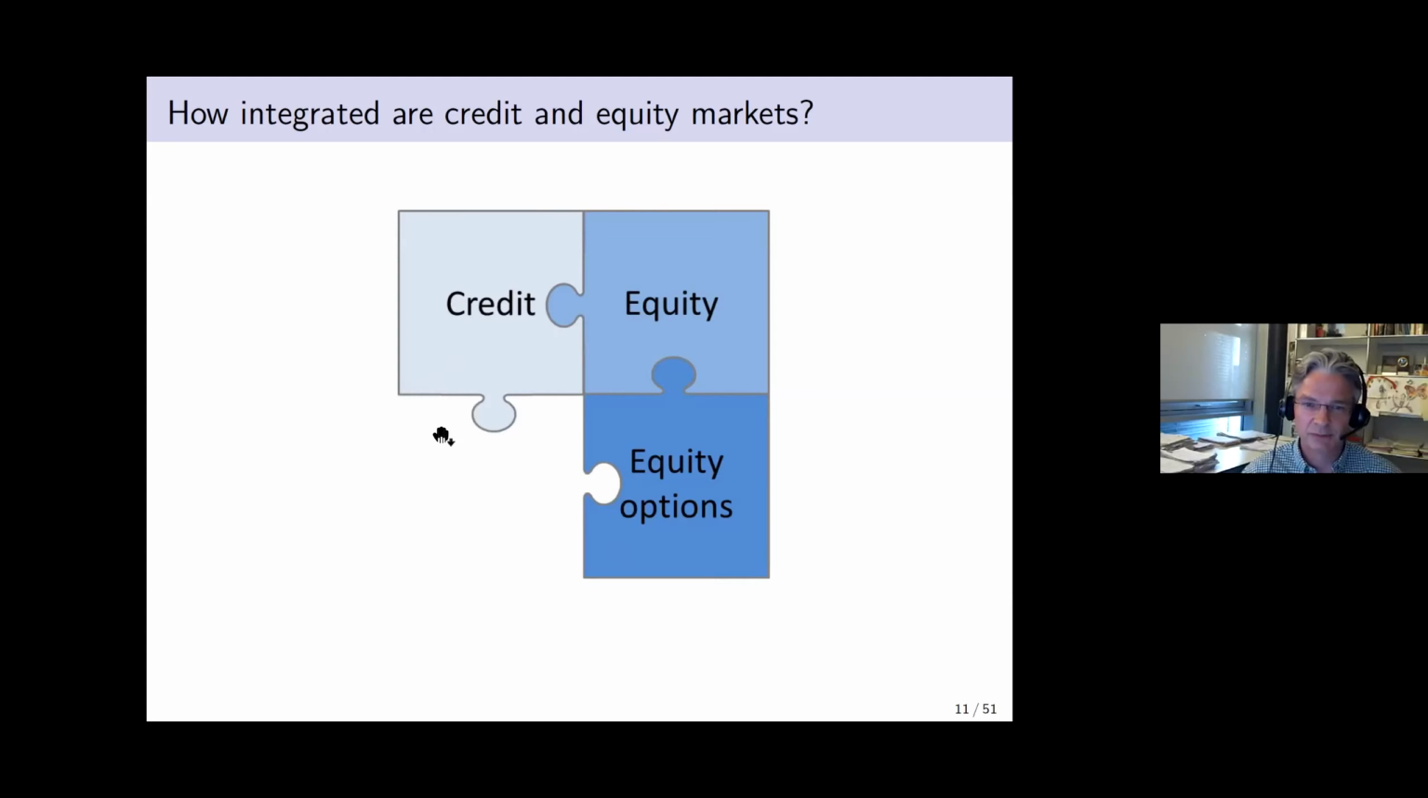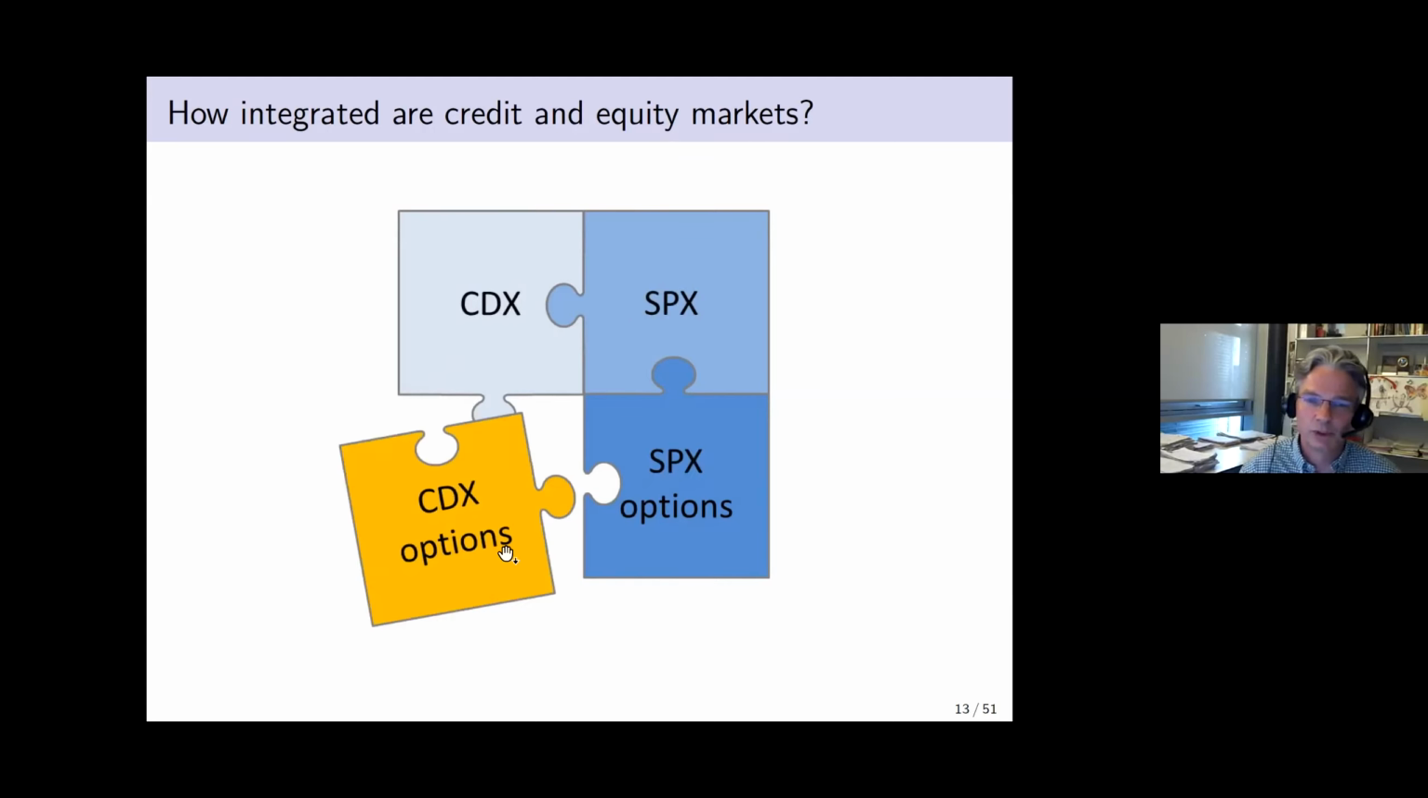The missing piece obviously is the bond side. And here, what we're going to use is this new CDX option market as our instrument. I should mention here, and I stress that, compared to the perfect picture, this would really fit well into this puzzle if the CDX and the SPX had the exact same underlying portfolio of firms. They're not exactly the same, right?